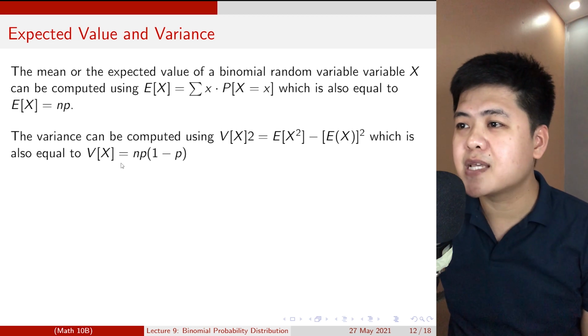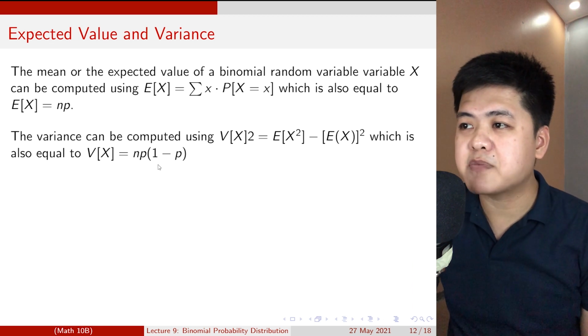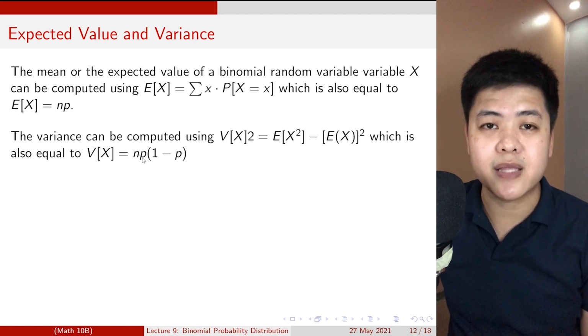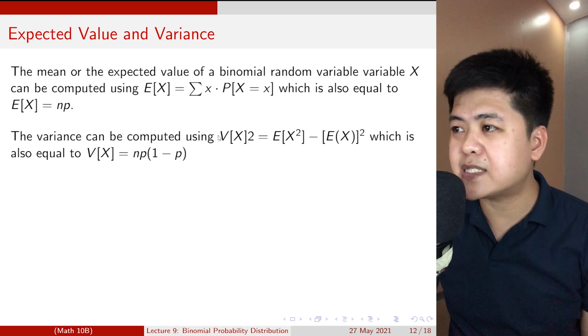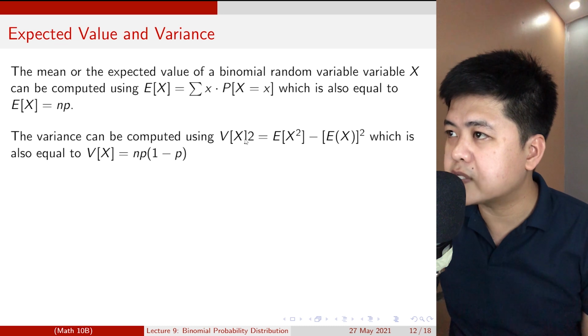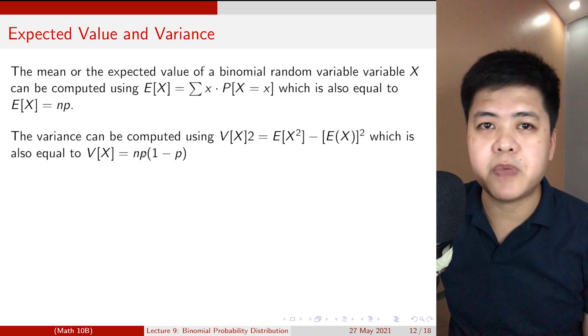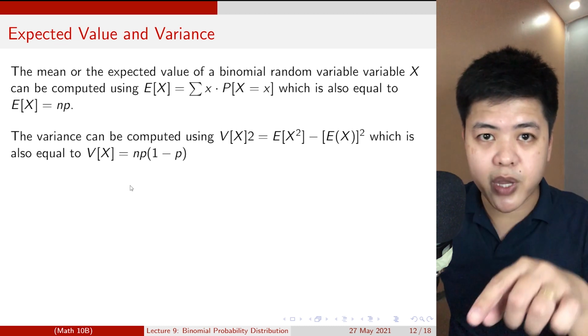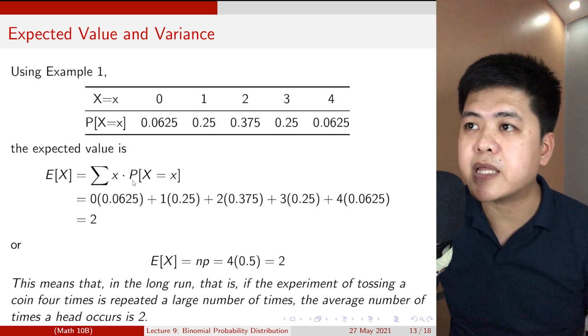For the variance, it will be np times 1 minus p. But you can still use our formula for variance. This should be squared, okay? But this is easier: np times 1 minus p. And then get the square root for the standard deviation. Let's talk about example number 1.